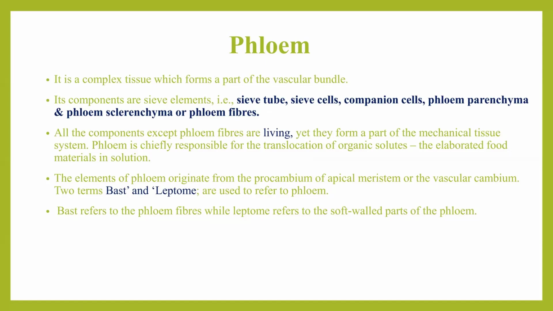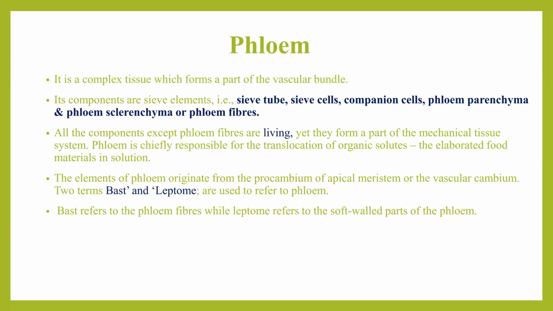The main function of xylem and phloem is conduction of water, minerals and food materials. The main function of xylem is the conduction of water and minerals from the roots to the aerial parts, all parts of the plant. Whereas phloem conducts food materials, which are mainly synthesized in the leaves, transferring them from the leaves to all parts of the plant. Phloem is a complex tissue and forms a part of the vascular bundle. Vascular bundles consist of xylem and phloem.